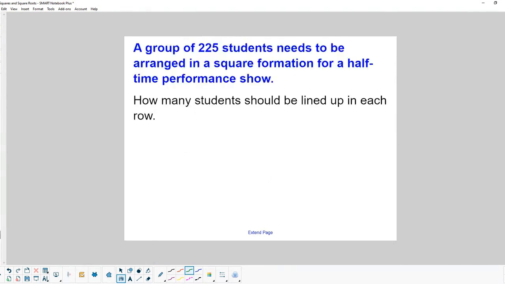So how about this one? A group of 225 students needs to be arranged in a square formation for a halftime performance show. How many students should be lined up in each row? Well, if you just do the square root of 225, you end up with 15. So you're going to have 15 rows of 15 people to get them all lined up in a perfect square.